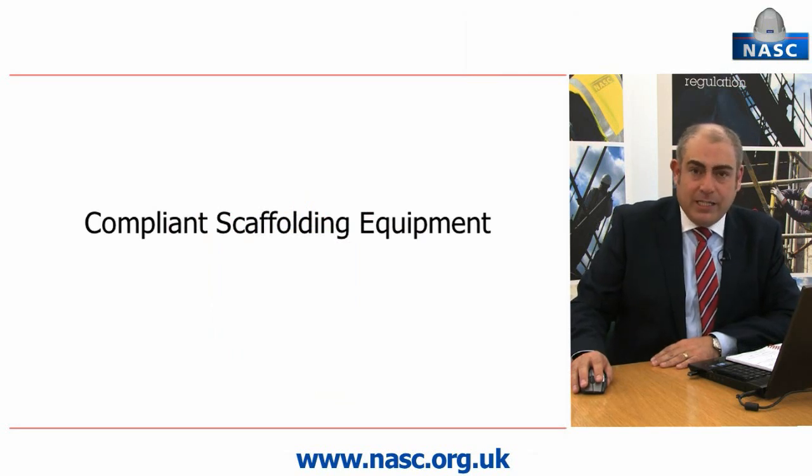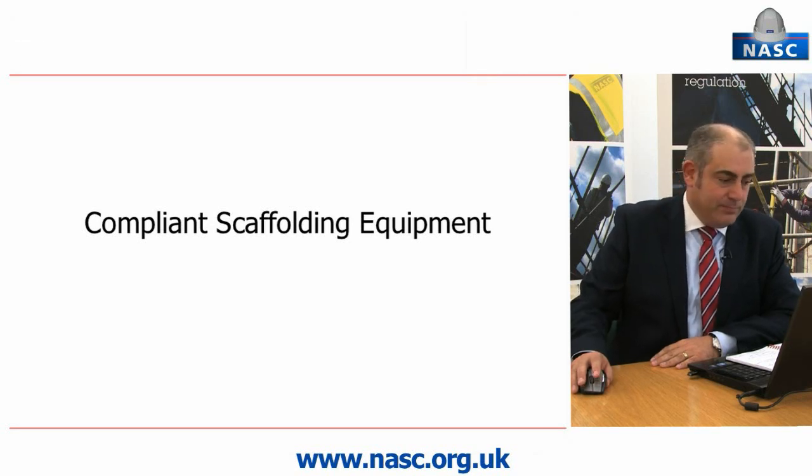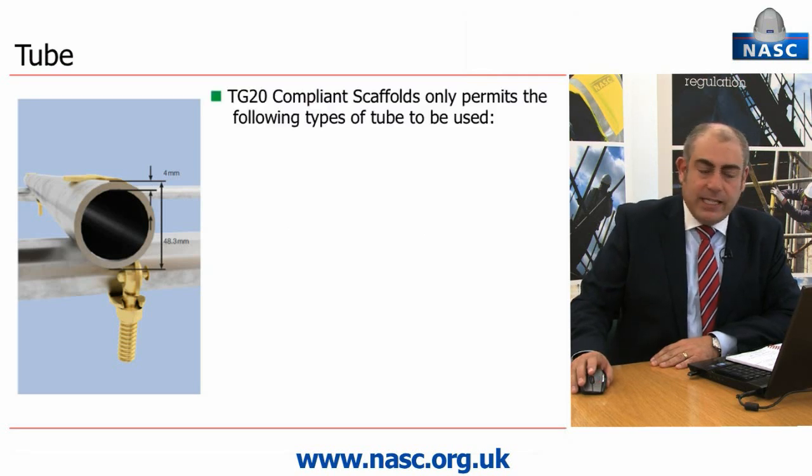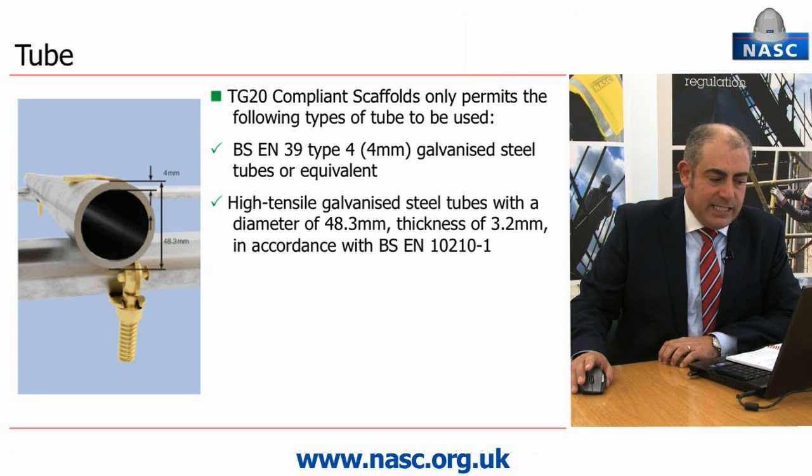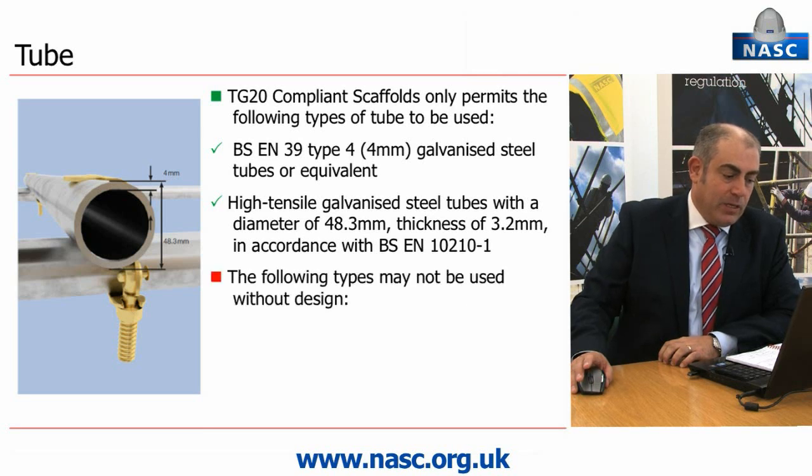TG20 requires the use of compliant scaffolding equipment and specifies the standards that scaffolding equipment must be manufactured to. Scaffolding tube. TG20 compliant scaffolds only permit the use of the following type of scaffold tube. BSEN 39 Type 4 galvanised steel tube or equivalent. High tensile galvanised steel tube with an outside diameter of 48.3mm and a nominal wall thickness of 3.2mm in accordance with BSEN 10210 Part 1.